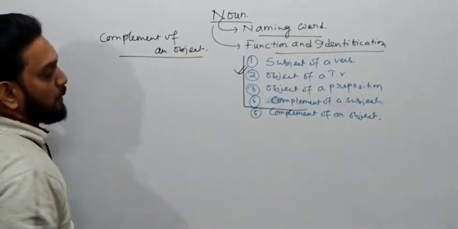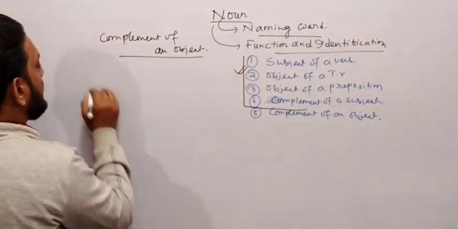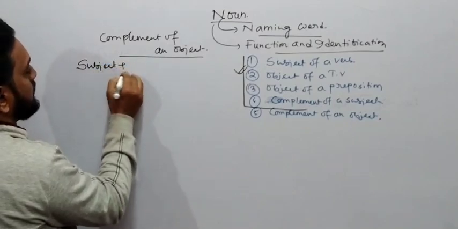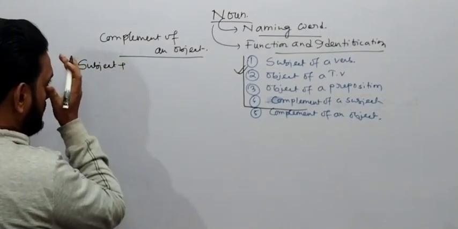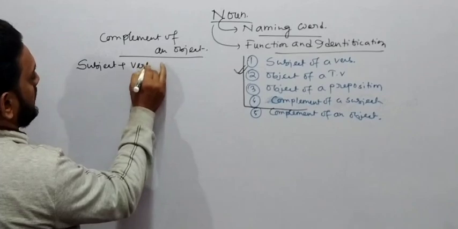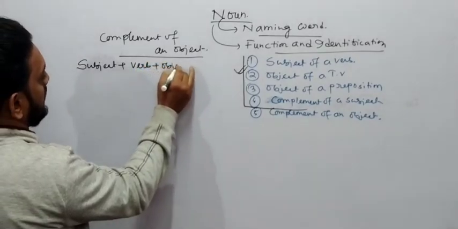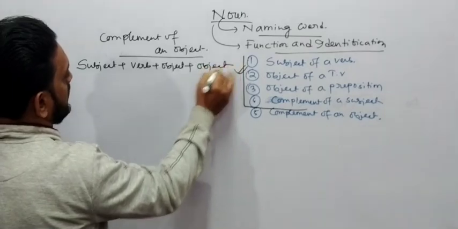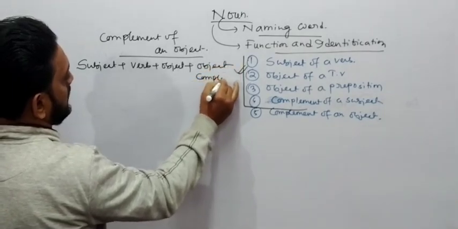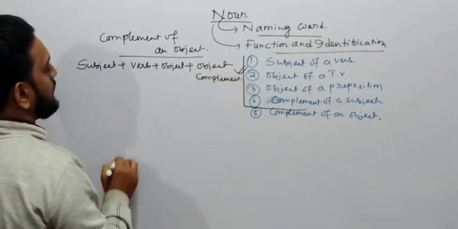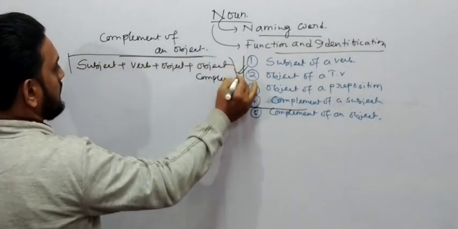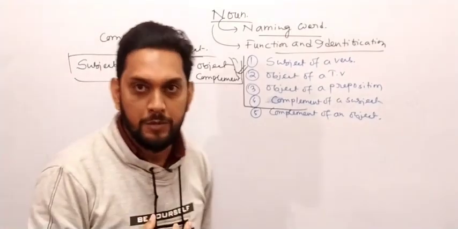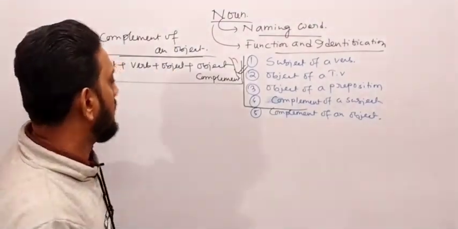So complement of an object, what does it mean? It means that after the subject, we need to use a verb. Yes or no? We need to use a verb, then the object comes. After the object, we need to use the object complement. Got my point? That would be the structure: subject plus verb plus object plus complement.